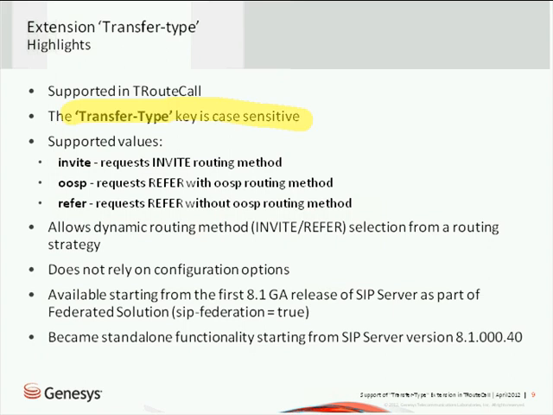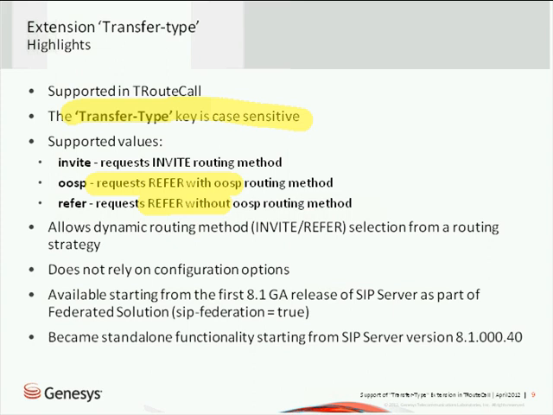The possible values are invite. When you specify it like that, the invite request will be used as the routing method. OSP implies that refer with OSP is used, and refer implies that refer with staying in the signaling path will be used. This feature allows you to dynamically select the SIP method for routing. It doesn't rely on static configuration options.